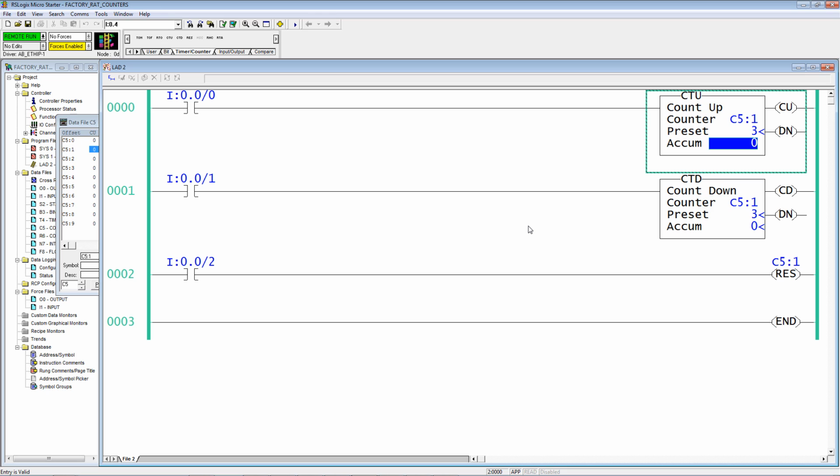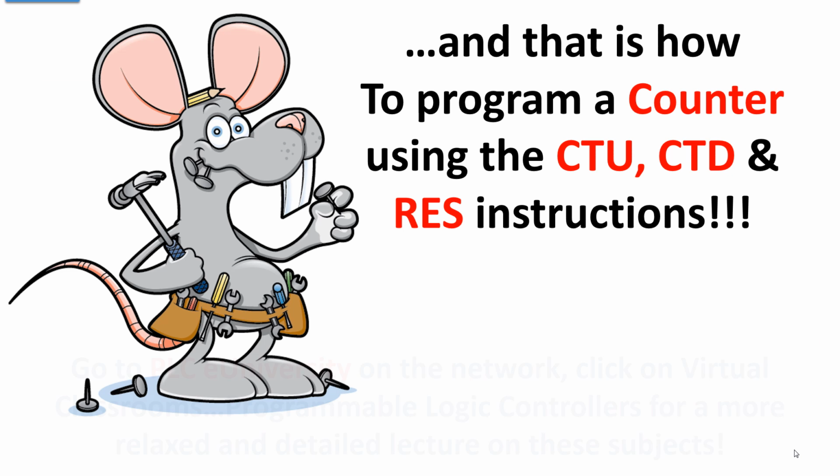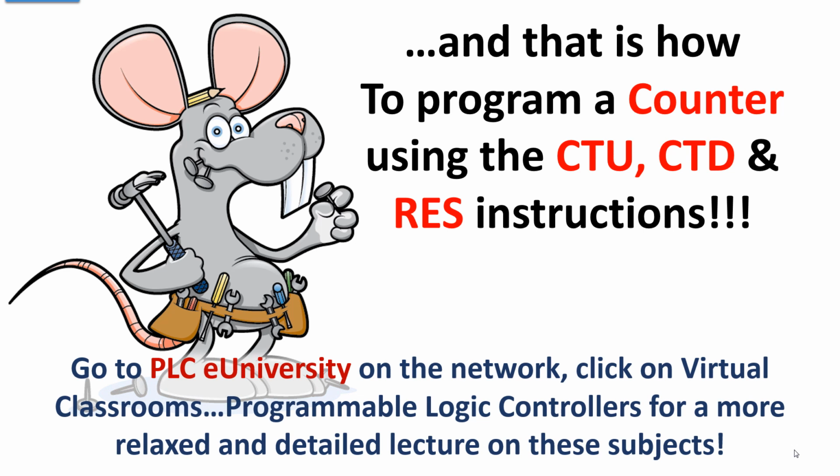The only real difference between a timer data type and a counter data type is that a timer data type counts increments of time. If you set it up for a thousandth of a second for a timer, it counts thousandths of a second. It counts units of time. Counter data types count events, false to true transitions on the rung in state to the count up and the count down instructions. That's simple. And that is how to program a counter using the count up, count down, and reset instructions.